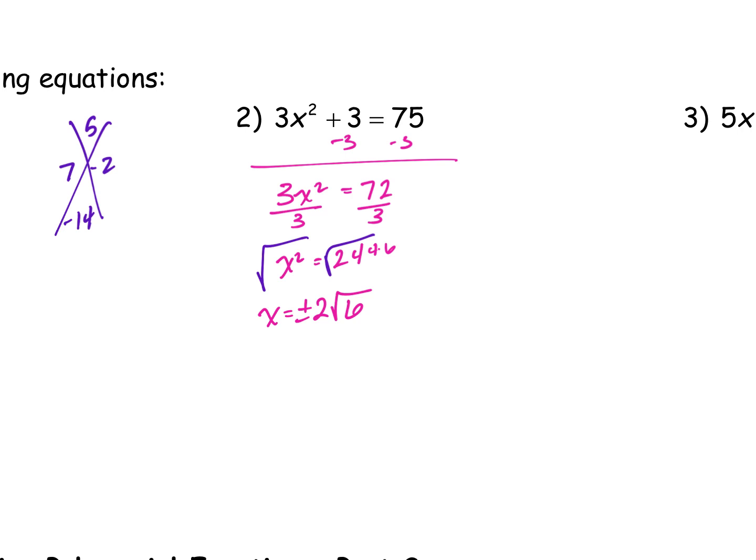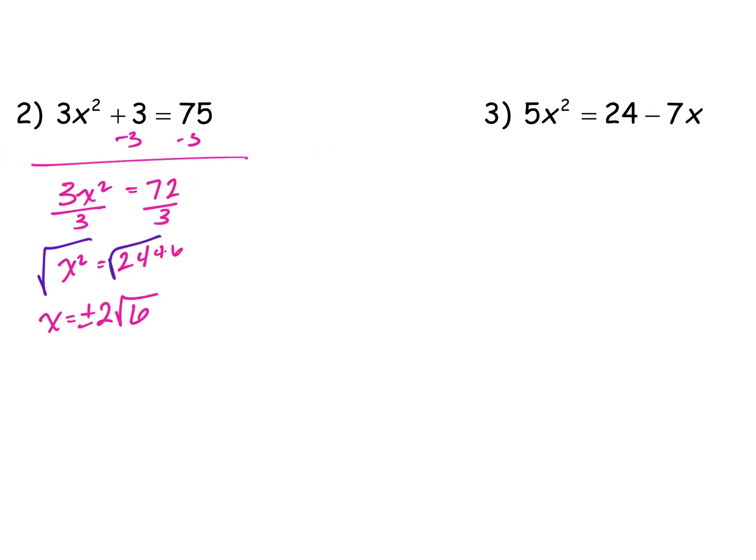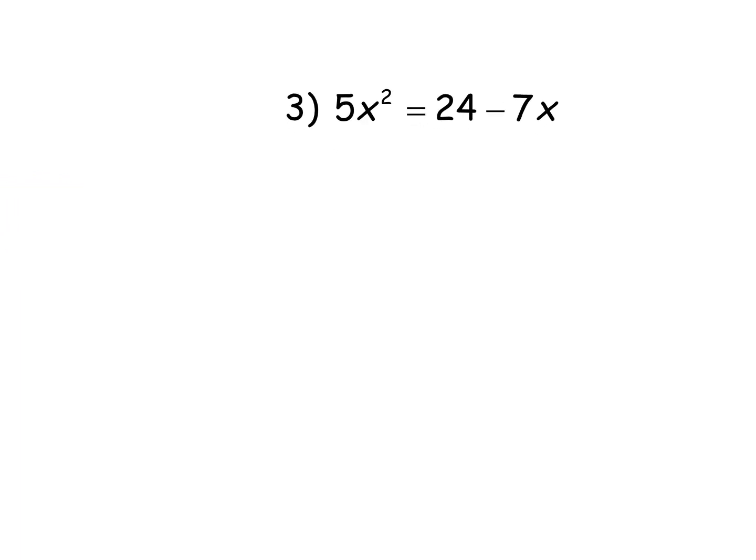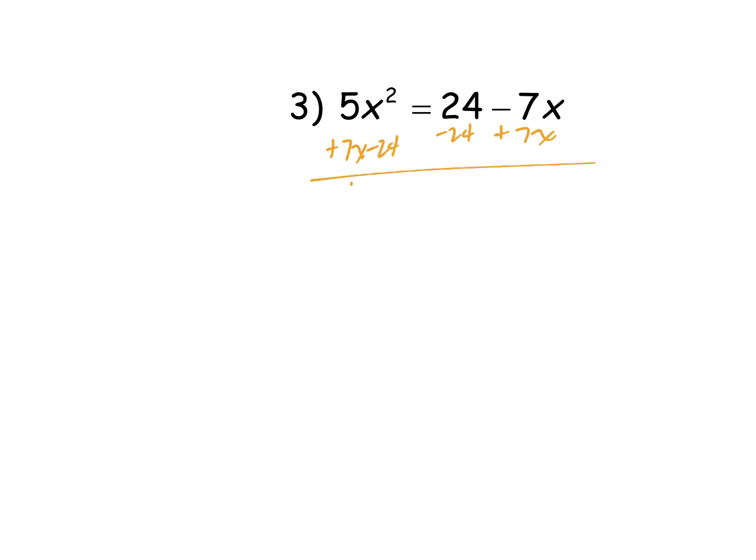Okay. And then the last one, I'm going to get everything on the same side of the equal sign. So add 7x, subtract 24. So A equals 5, B equals 7, and C equals negative 24.